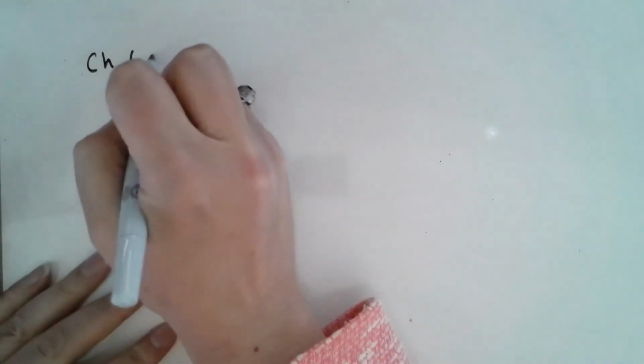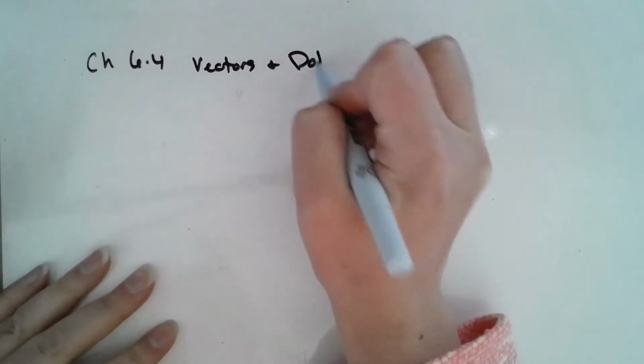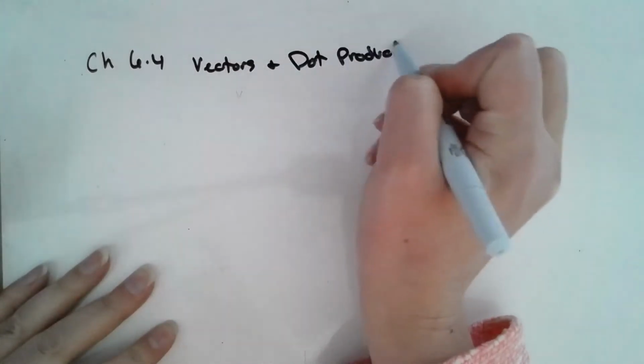So yeah, here we go. 6.4. Okay, so with 6.4, we are going to be doing vectors and dot products.